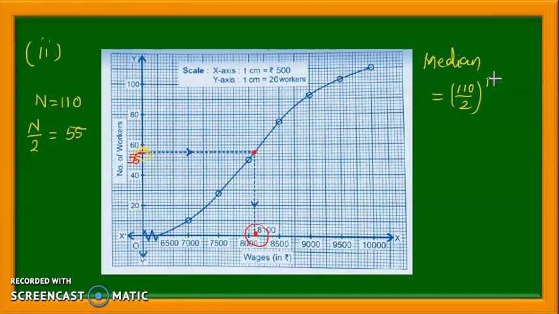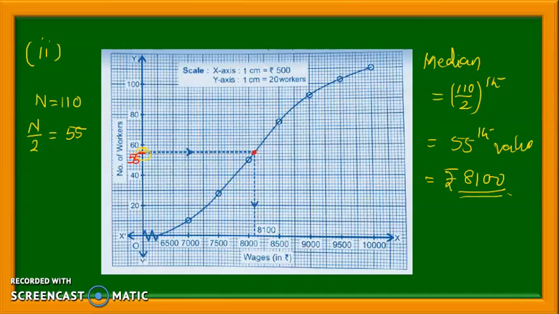110 by 2, that means the 55th term. Great. So the 55th value is equal to 8,100. That is the median. So look here, this is 8,800 and this is 8,500. In between that we are getting 8,100 as the median. So this is question 8, part A, and this is a 4-mark question.